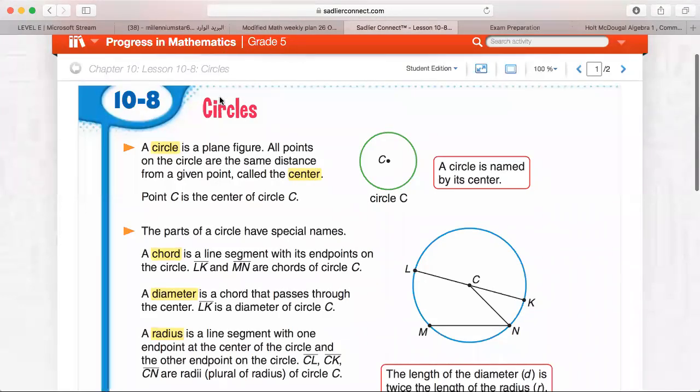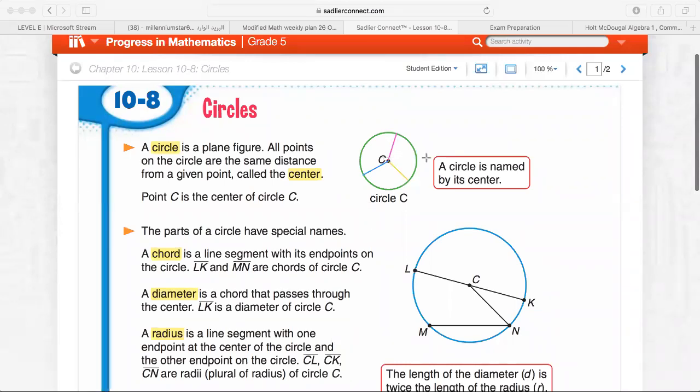For example, if I draw a line from the center C to the circle, it is exactly equal to the yellow line from C to here. It is exactly equal to the blue line that I draw from the center. So any point I draw on the circle is the same distance from a given point called the center C. From the center C, any line I draw is the same distance. So the point C is the center of the circle C.